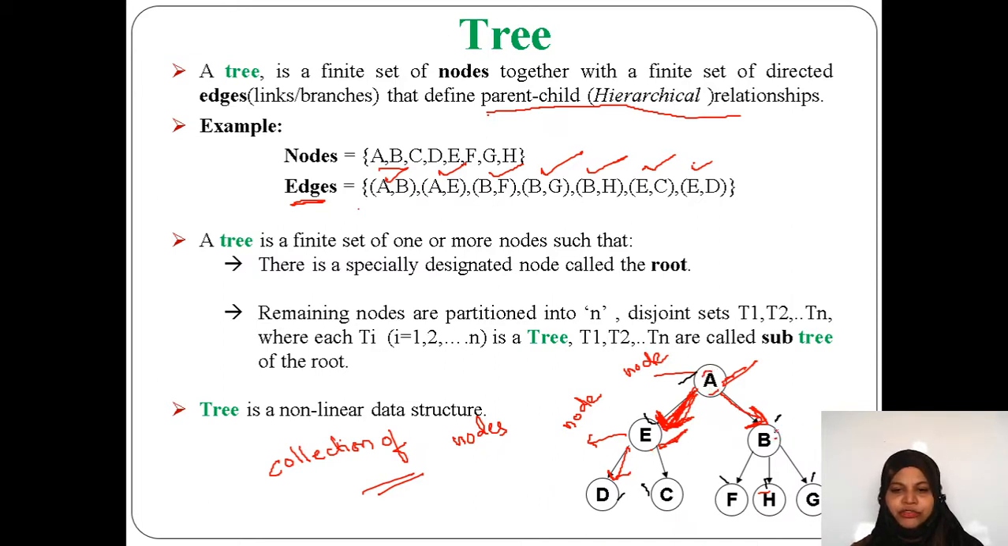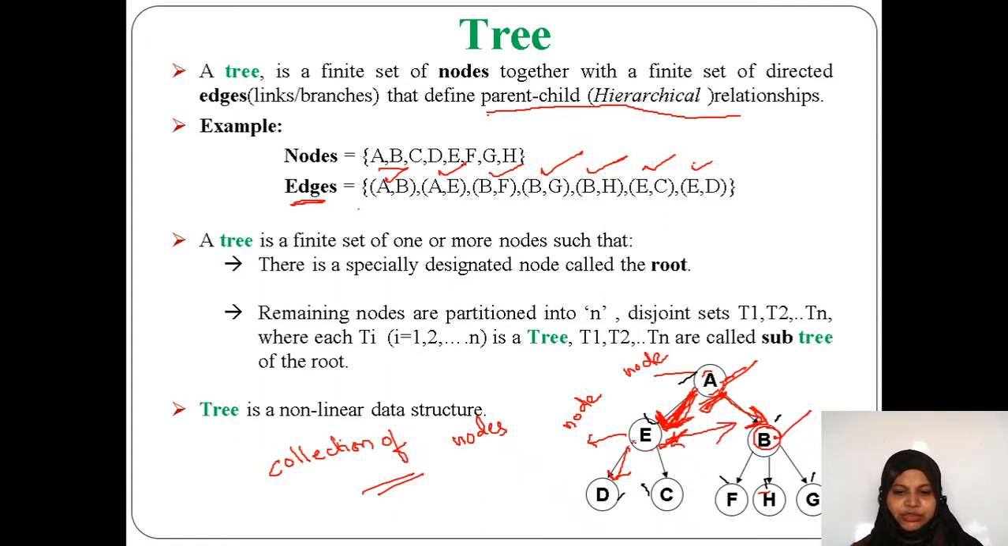For this B node, which one is the parent? Parent is A. For this A, which one is the child? B is the child. For this node A, what are the children? E comma B, both are children.